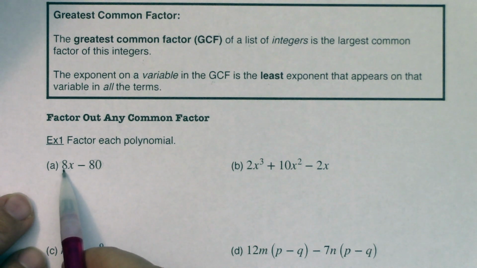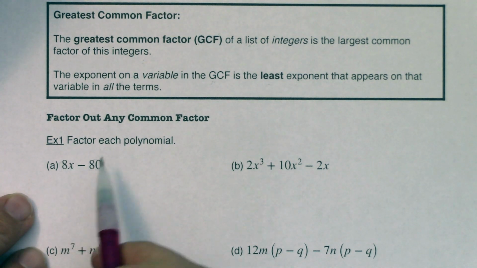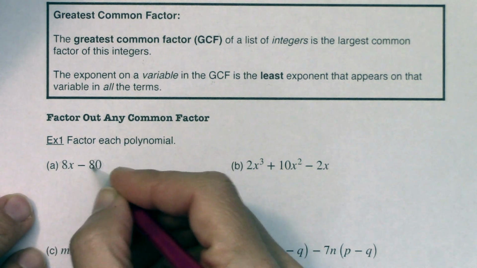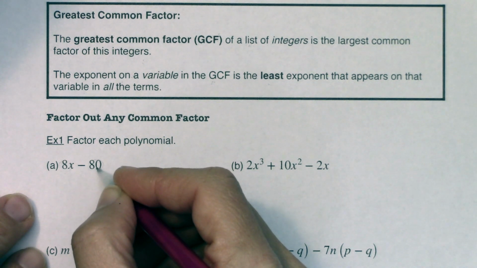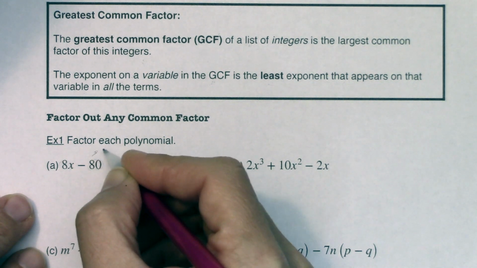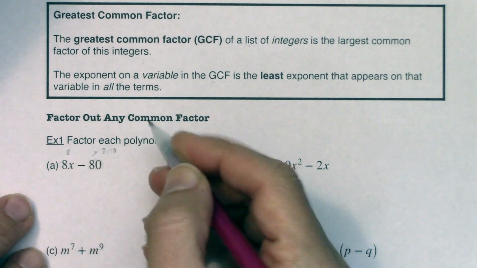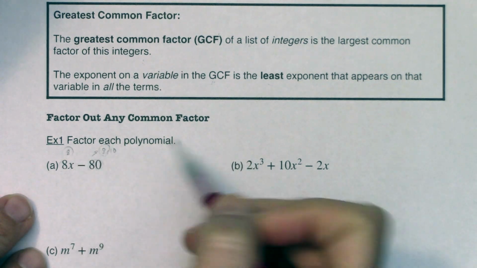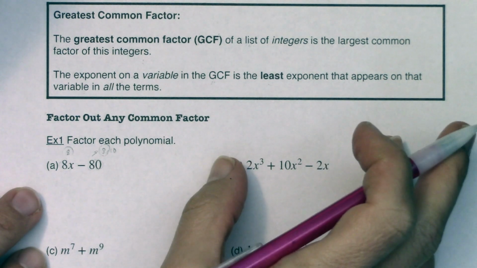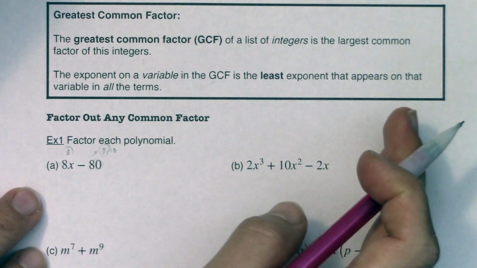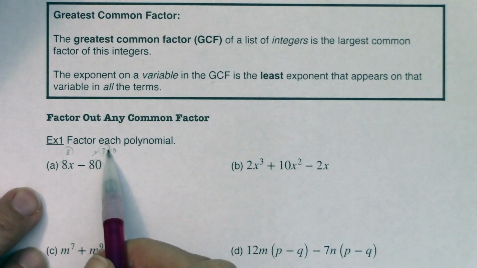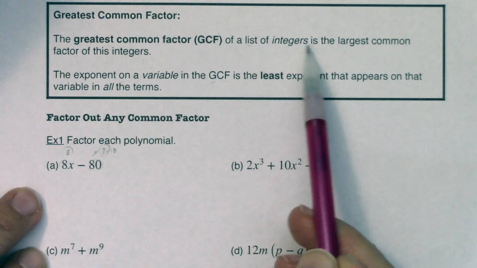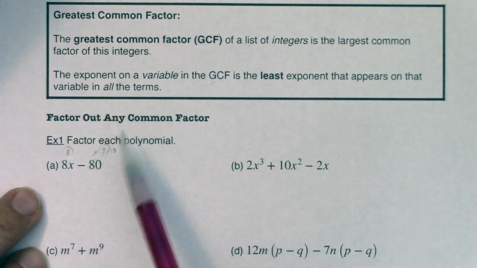So if I look between 8 and 80, if we just look at the numbers, 8, I could break this into 2 times 2 times 2, but I think it's easier to think of 80 as 8 times 10. So if we look at the number common to both of them, 8 is common to both of them, so that's going to be part of my GCF. I'm going to take out the largest common factor. So 8 is the largest common factor, so that's me playing out this first sentence. I made that list of integers, and it's the largest common factor for these integers.